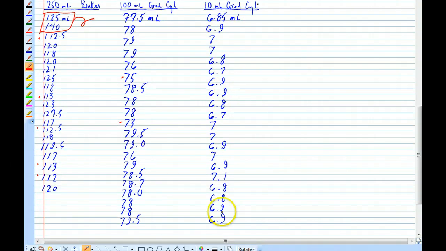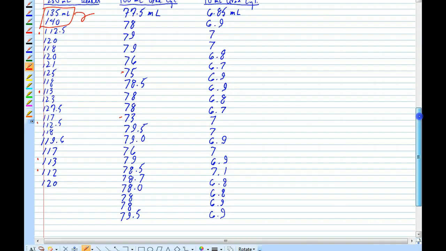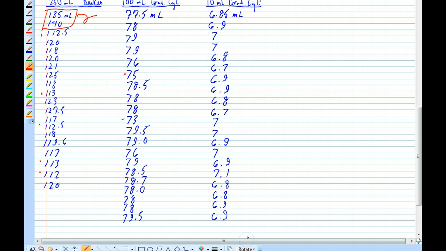Now, in the next one, what do you think with the 10 milliliter cylinder? What do we got? Any outliers there? No. No, I would agree. Everything's pretty tight on that one, right? So it's hard to say. Now, what I want to do, though, because we're going to do some calculations here, is get the average on each of these.